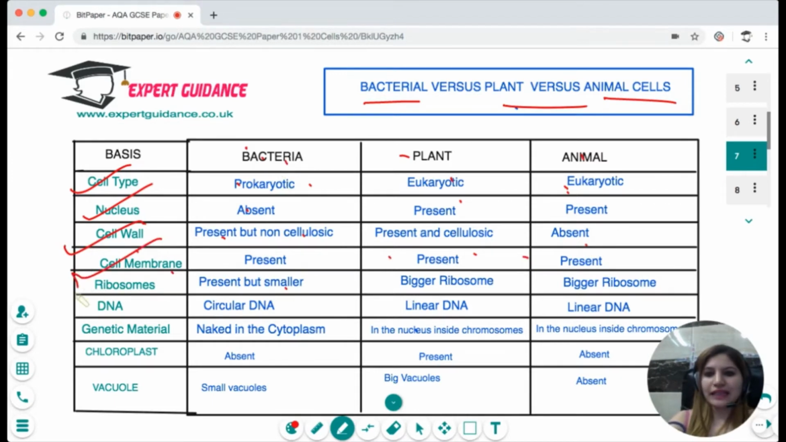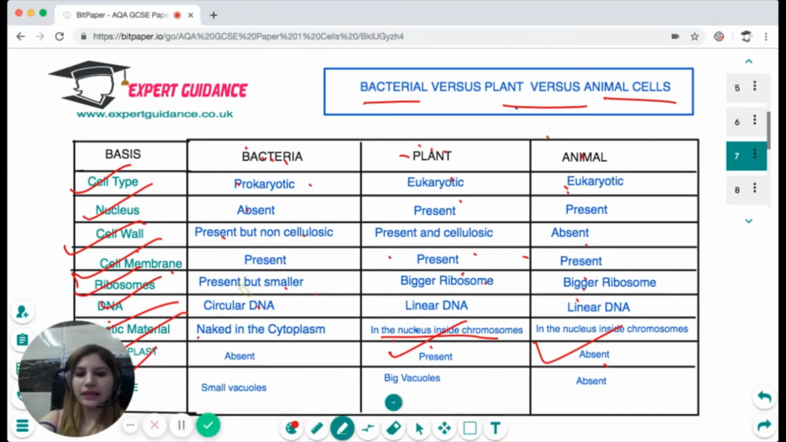In bacteria, ribosomes are smaller, but in plant and animal cell they're bigger. DNA is circular in bacteria but linear in plant and animal cell. The genetic material in bacteria is naked, found in the cytoplasm. In plant, it is in the nucleus inside the chromosome, and same in animals. The chloroplast is absent in the bacteria but present in the plant cell, and the vacuoles are small in bacteria but in the plant and animal cell they are absent in the animal cell but present in the plant cell.